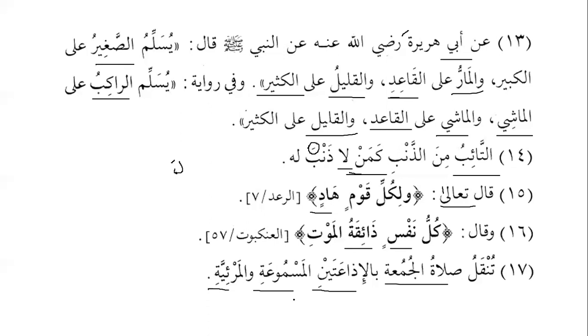So masmū' and mar'iyy are both maf'ūl, passive participles. This is sami'a yasma'u. What about mar'iyy? Root letters? Ra'ā, yarā, excellent. And then we have fahuwa rā'in, and mar'iyyun, and the feminine will be mar'iyyatun.